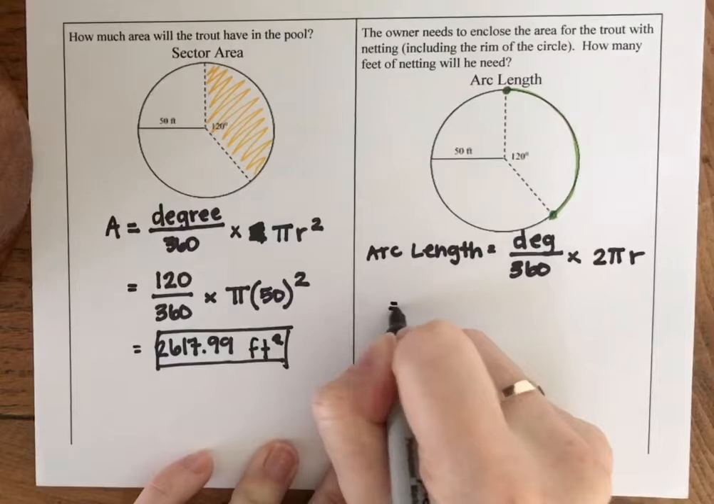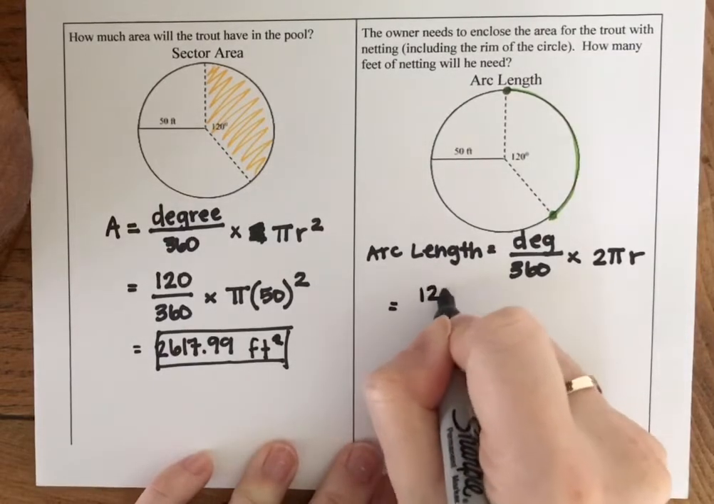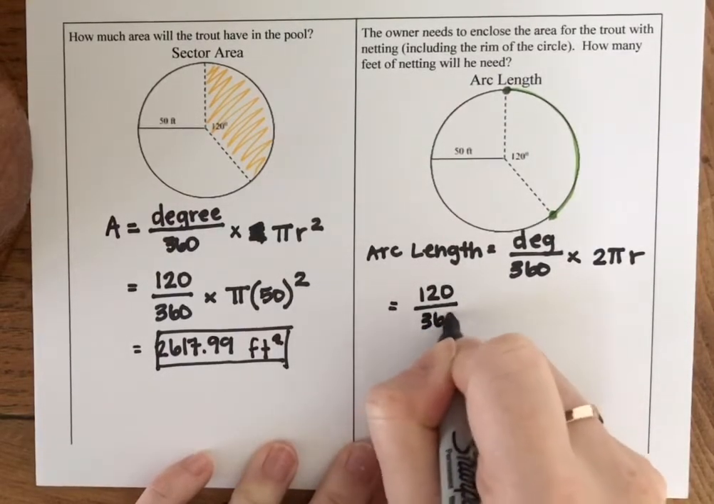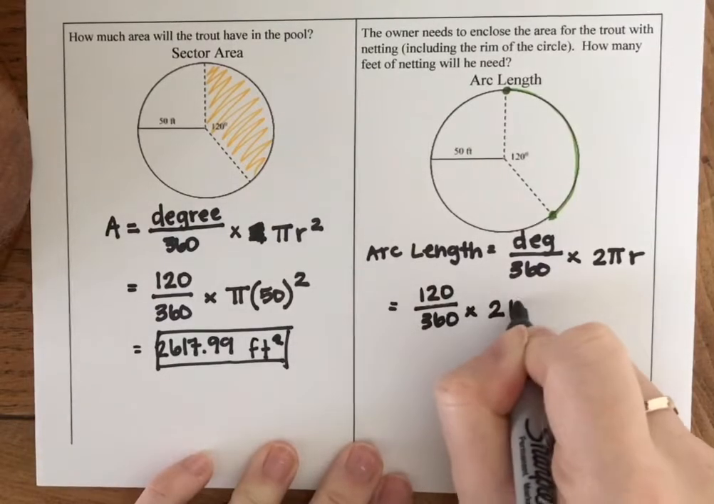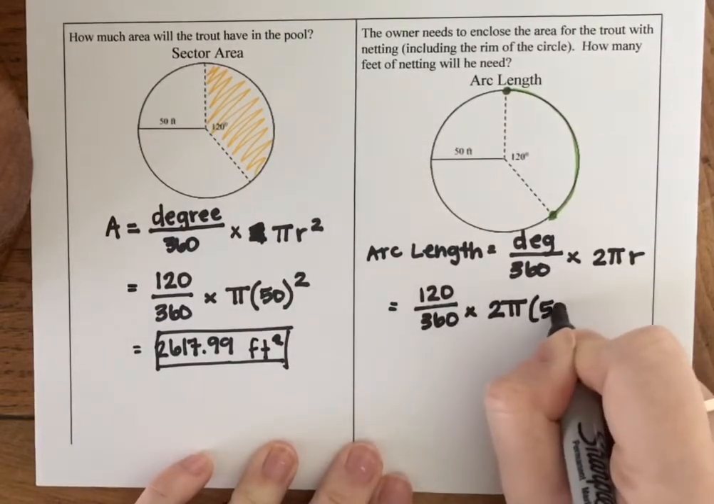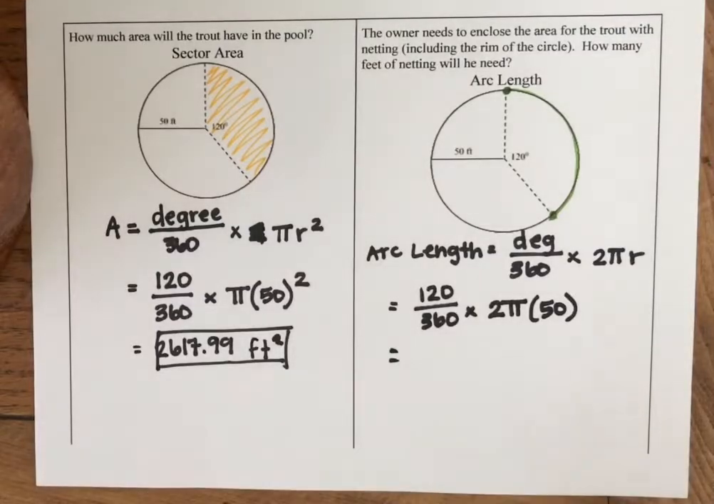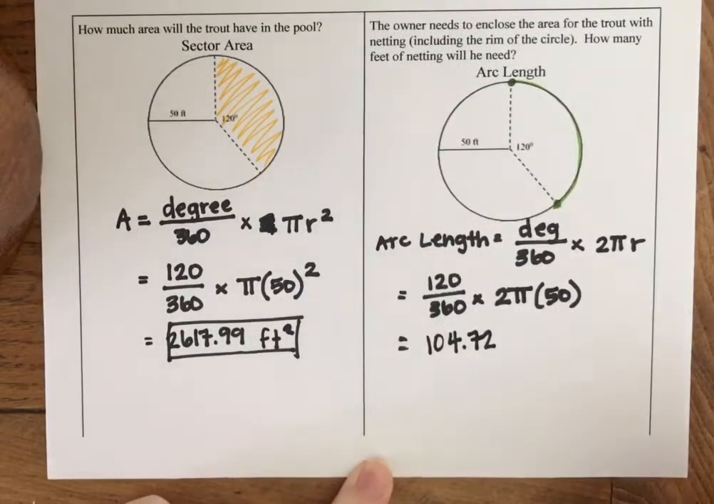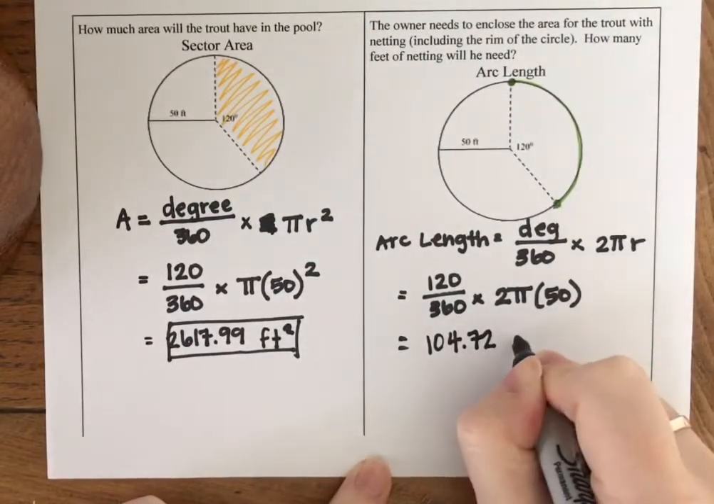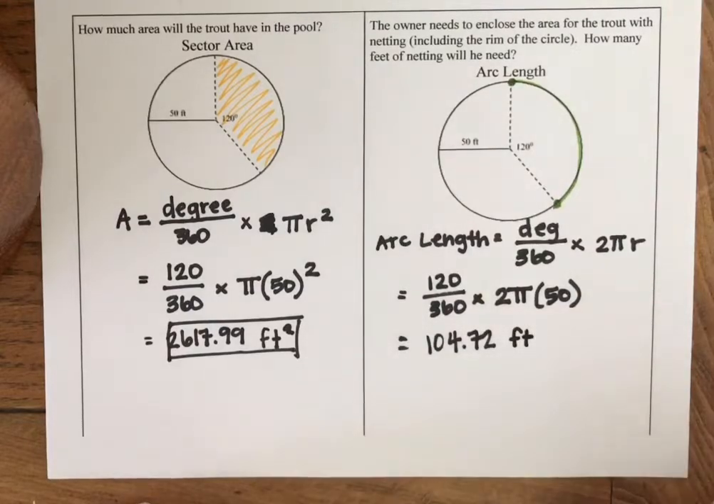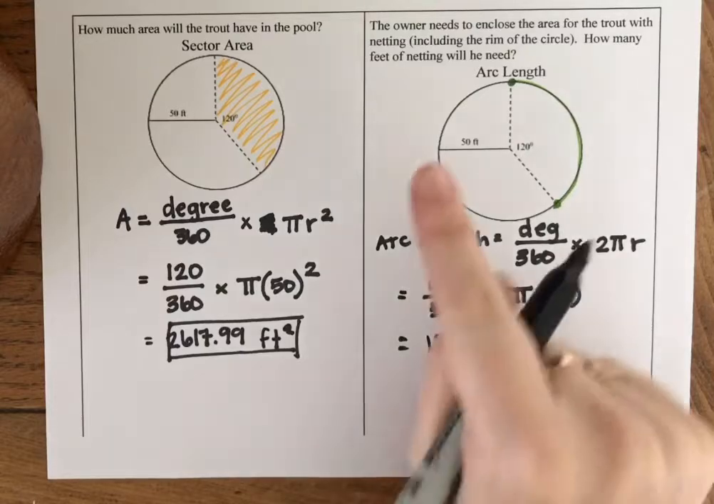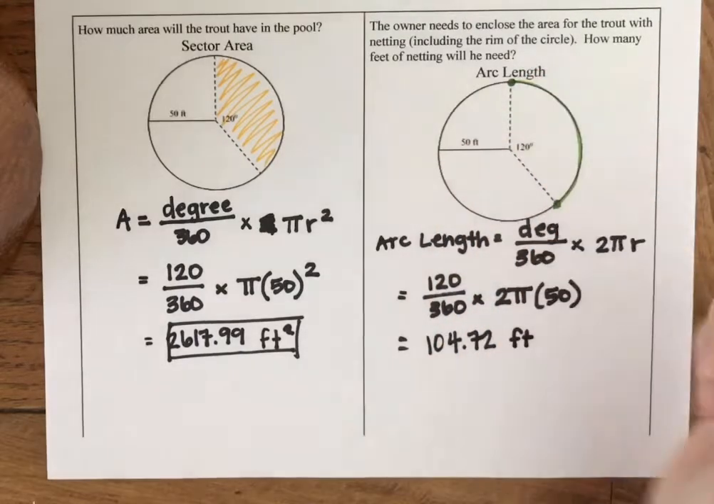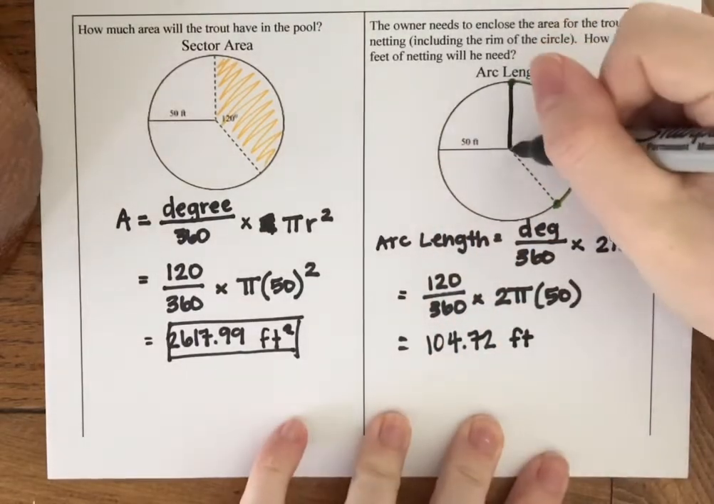So let's plug in what we've got. We have 120 over 360 times 2 pi times the radius, which again is still 50. Plug that into your calculator. When I plugged it in, I got 104.72 if I'm rounding to the nearest hundredth, and we are talking in feet here. If it was just asking for arc length, I'd be done. But it does say that he needs to enclose the entire area, so this whole part.